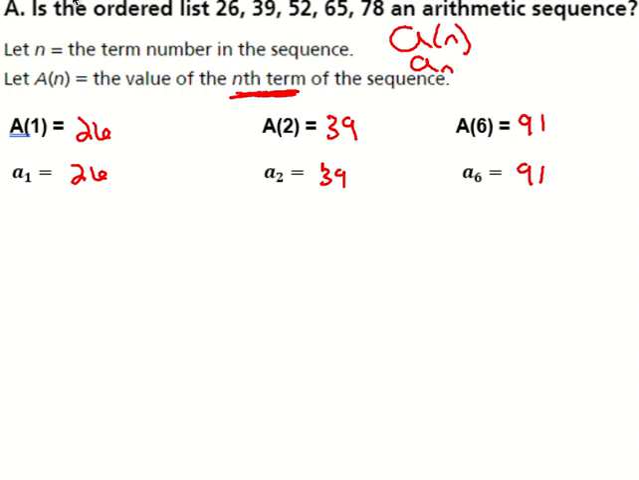So you're going to be asked to find a certain term, and this is how they're going to ask you. They might say, find the 13th term, or they might just show a subscript 13, or a(13) in parentheses. And that's how we ask for the nth term of a sequence. And you're going to see it look like this a lot as well.